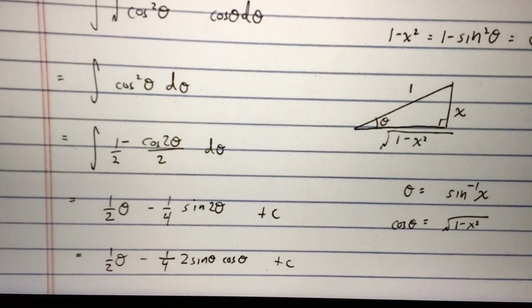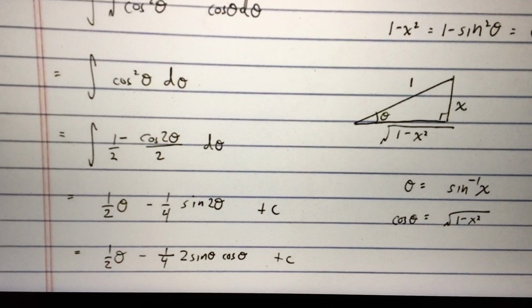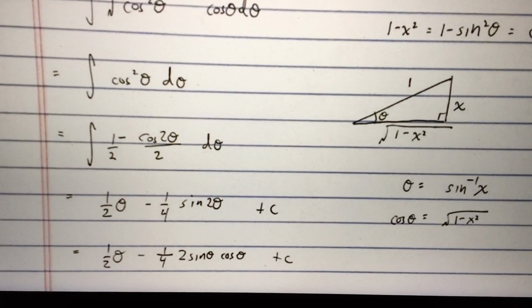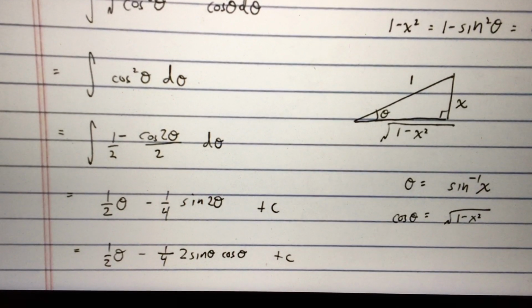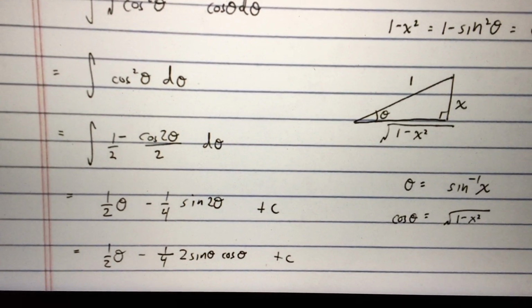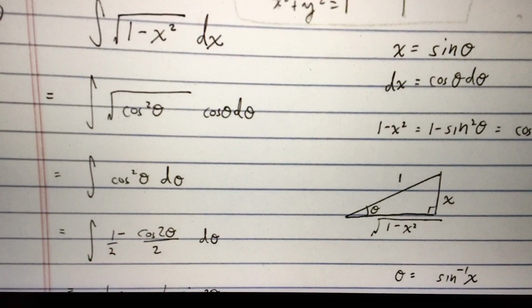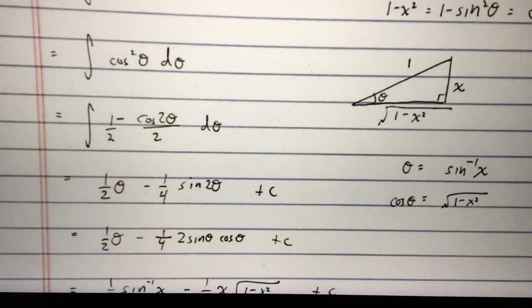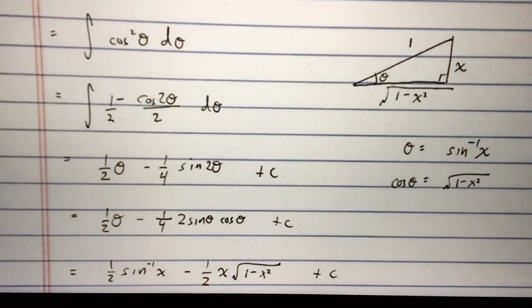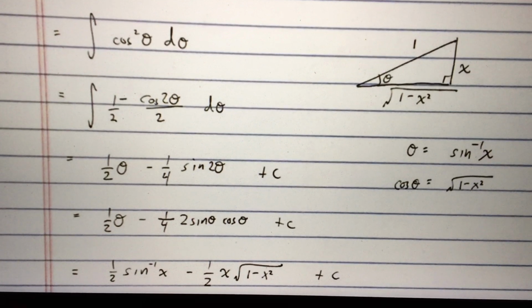Alright, so now time to get back the original variable x. That takes a little bit of extra trickiness. We know how to get theta back because theta is equal to the sine inverse of x using our original substitution where x was equal to sine theta. But then for sine of 2 theta, we're going to have to use another trig identity. Sine 2 theta is equal to 2 sine theta cosine theta.